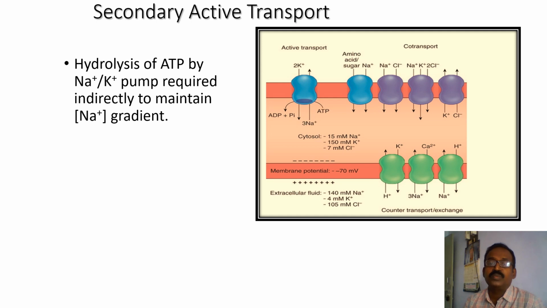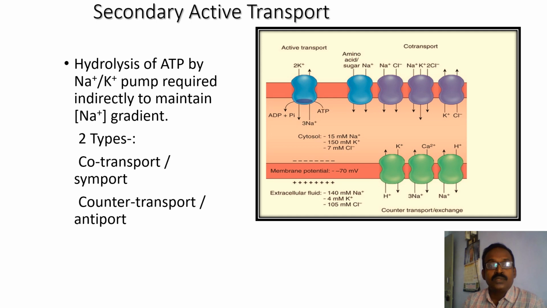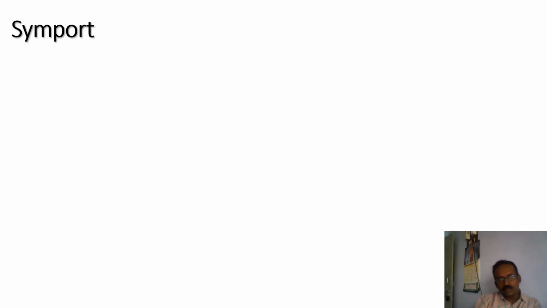The sodium potassium pump pumps 3 sodium outside and 2 potassium inside. So inside the cell the sodium level is less, and outside the sodium level is more. Due to the concentration gradient, transporters like counter transport or co-transport indirectly use the ATP of the sodium potassium pump. So it may be of two types, co-transport or symport. These are the co-transporters or symporters, transporting in the same direction. Here are the counter transporters or antiporters.